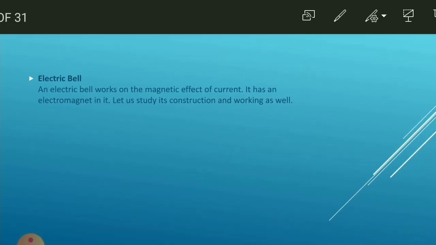An electric bell works on the magnetic effect of current. It has an electromagnet in it. Let us study the construction and working as well.